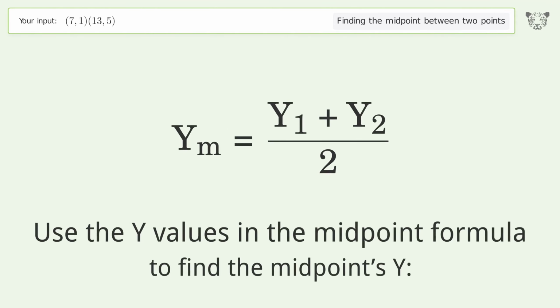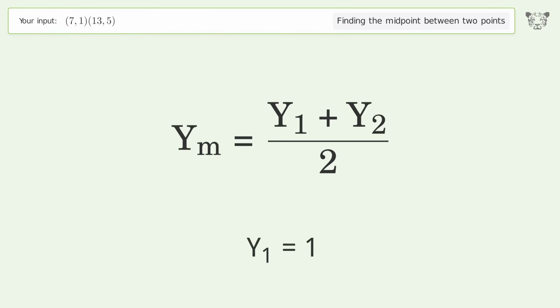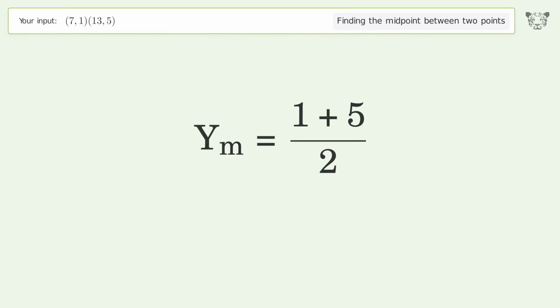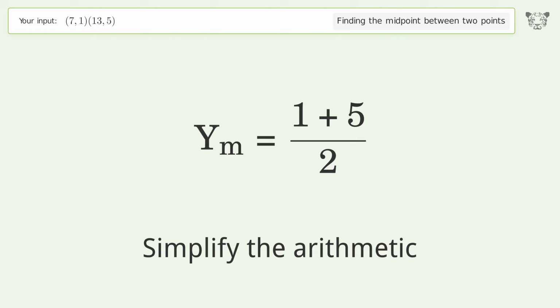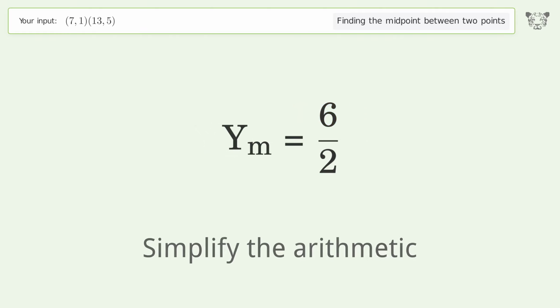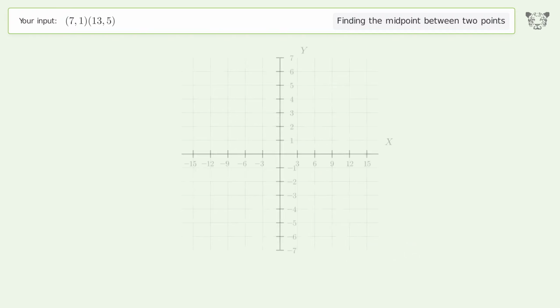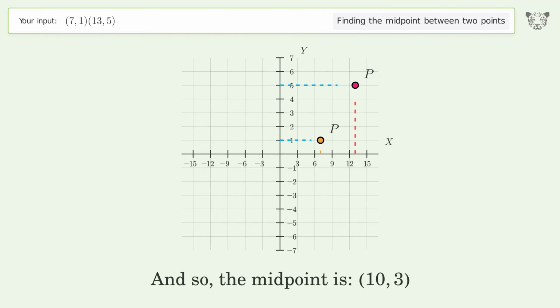Use the y values in the midpoint formula to find the midpoint's y. y1 equals 1. y2 equals 5. Simplify the arithmetic. And so, the midpoint is 10, 3.